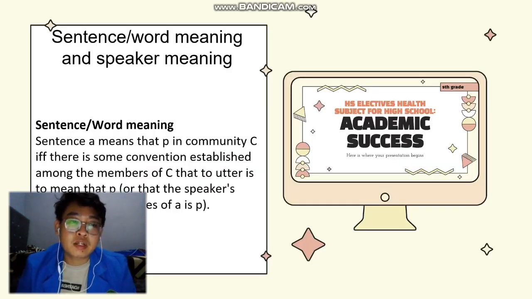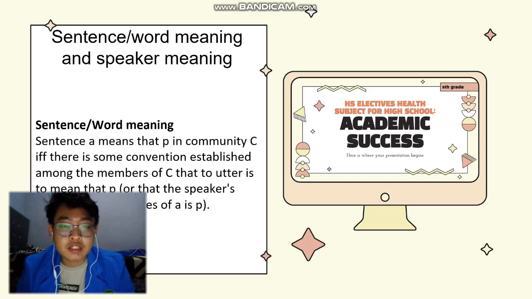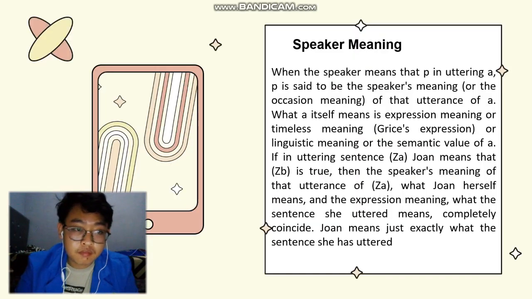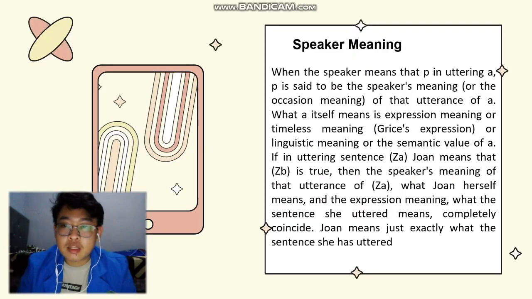Sentence meaning and speaker meaning. Sentence meaning: in community C there is some convention established among the members of C that the utterance is to mean that P. The speaker meaning of an utterance is P when the speaker means that P in uttering it. P is said to be the speaker meaning or the occasion meaning. What the sentence is said to mean is its expression meaning or timeless meaning.